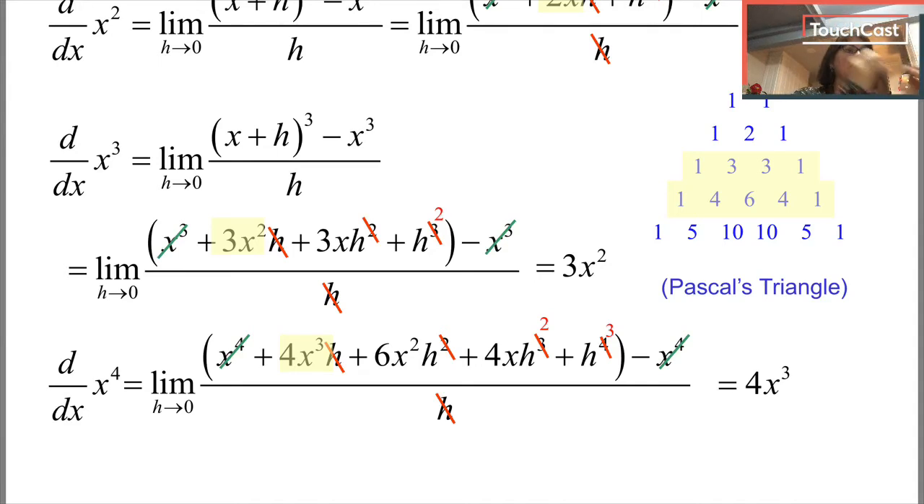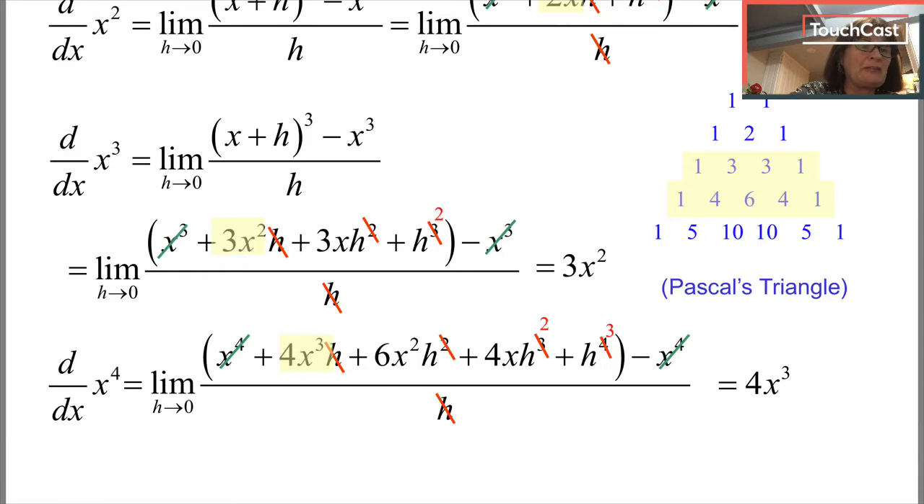That's the term that always pops out at the end. All the other terms, like the x to the 4th, cancel. You see I've crossed them out with a green line. And all the other terms that are left have an h in them, so they go towards 0. It's this second term that ends up being the derivative, which is pretty cool.